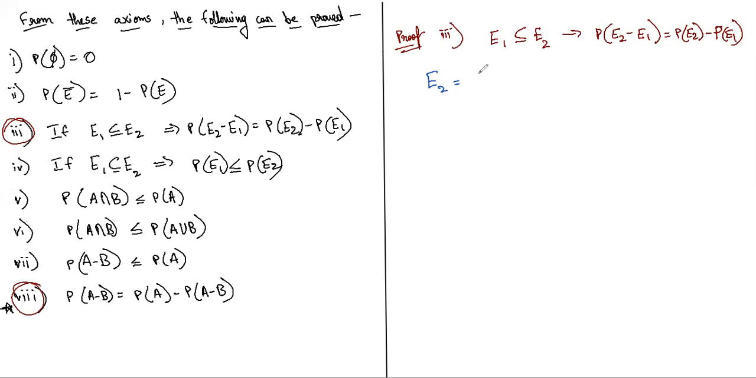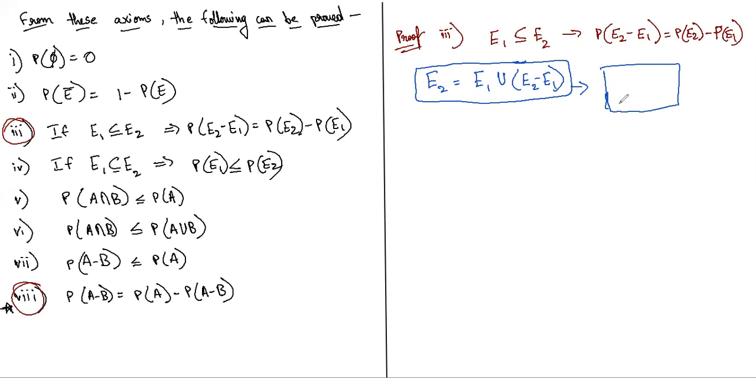E2 can be written as E1 union of E2 minus E1. ये सबसे important step. Okay. Who can tell why I wrote this step? You guys can understand this step, but क्यों लिखा है ये step? Why did I choose this out of all possible ones?